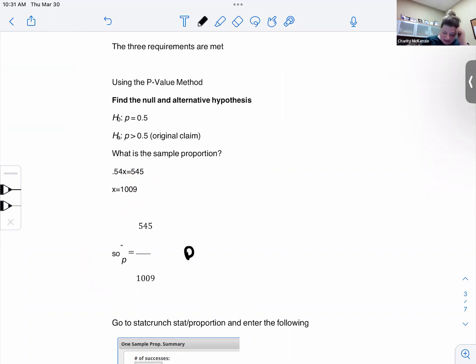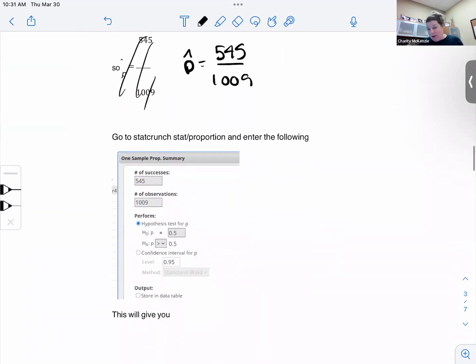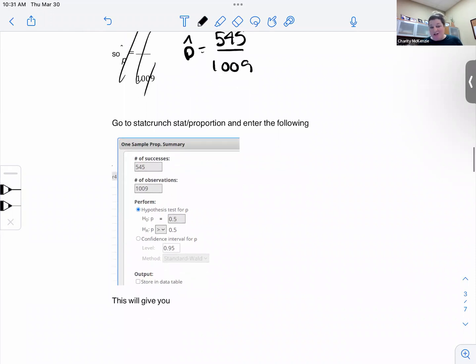Let me write that so much prettier. 545 out of 1,009. There we go. This is ugly. Okay, so in your note packet, I already did it in StatCrunch just to kind of show you. You're going to go to Stat, Proportion, because we have a proportion. You're going to put the 545 out of however many, and then you're going to do a hypothesis test.